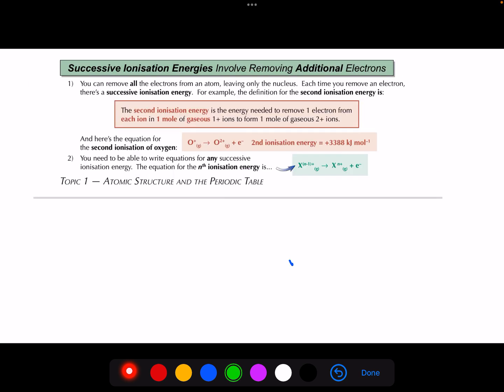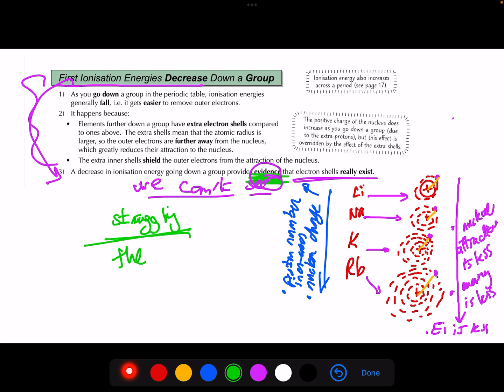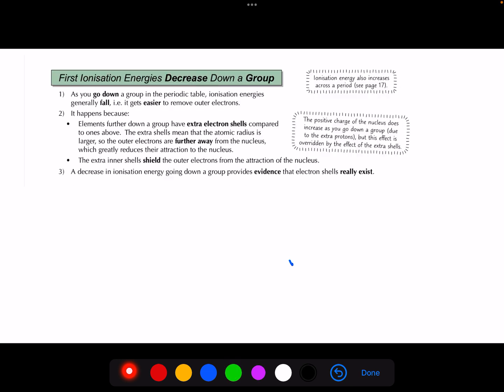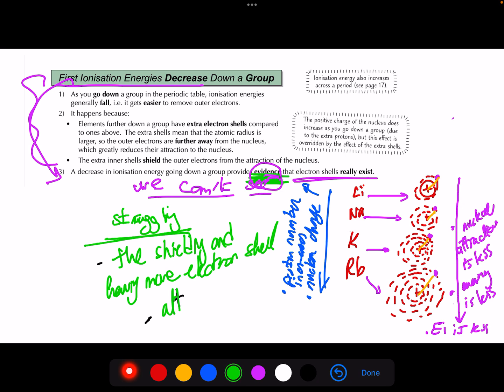The factor of the shielding and having more electron shells. So that's why attraction is less. Attraction between the nucleus and the electron in the outer shell is less. That means the ionization energy is also less. I hope this point was clear. A very, very important part to understand.